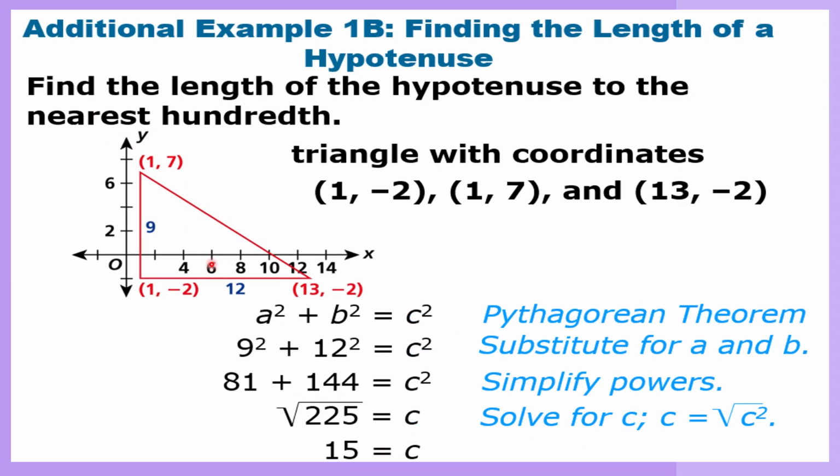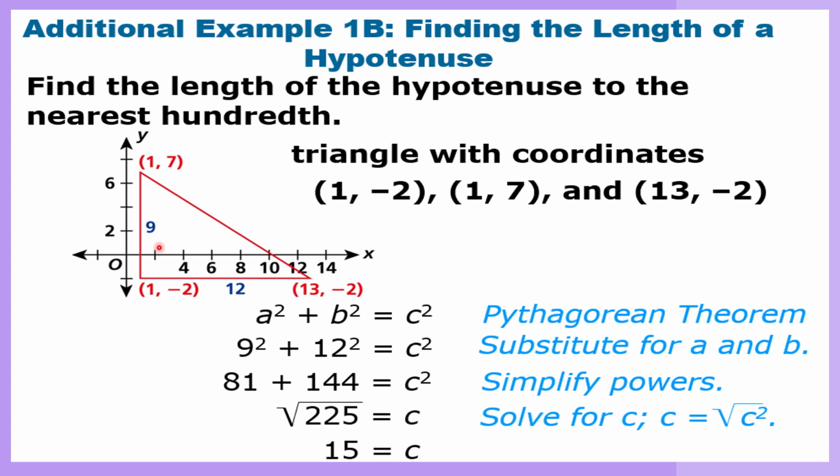Another one, here we have the Cartesian coordinate plane. Find the length of the hypotenuse to the nearest hundredth. So we have a triangle with coordinates: point 1 and negative 2, 1 and 7, and 13 and negative 3. Now, for the Pythagorean theorem, a squared plus b squared equals c squared. So we're looking for the longest length, so 9.